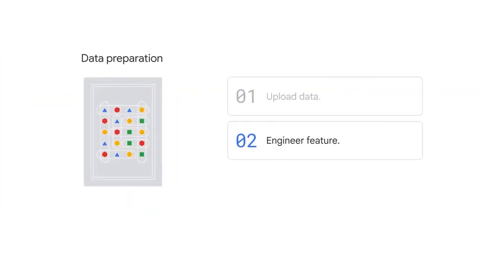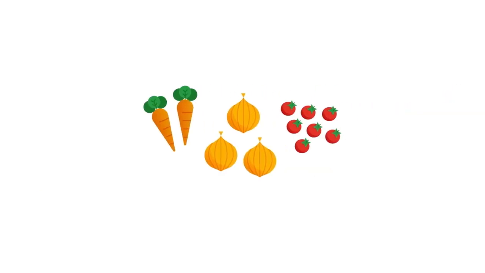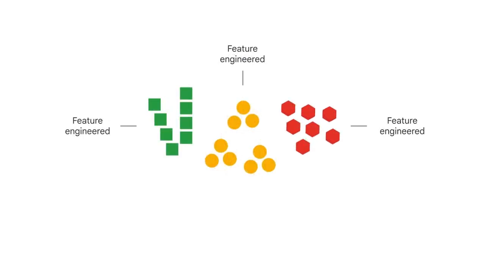After the data is uploaded to AutoML, the next step is preparing it for model training with feature engineering. Imagine you're preparing a meal. Your data is like your ingredients, such as carrots, onions, and tomatoes. Before you start cooking, you'll need to peel the carrots, chop the onions, and rinse the tomatoes. This is what feature engineering is like. The data must be processed before the model starts training.